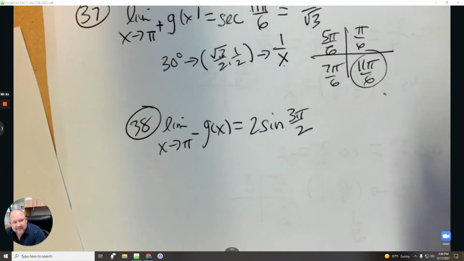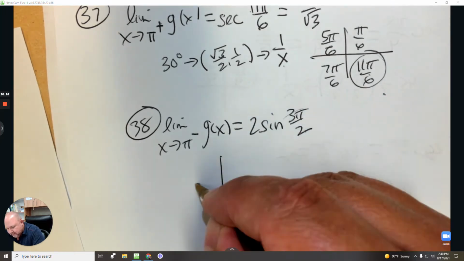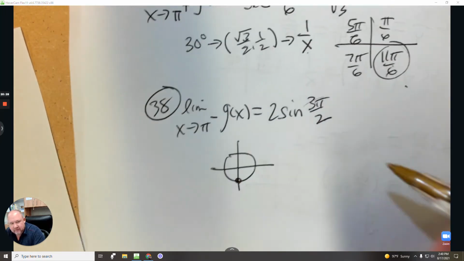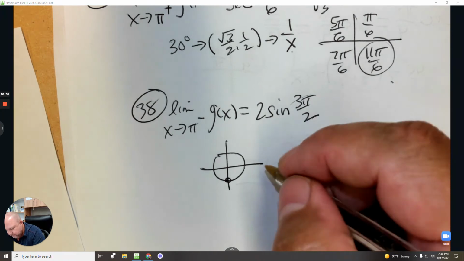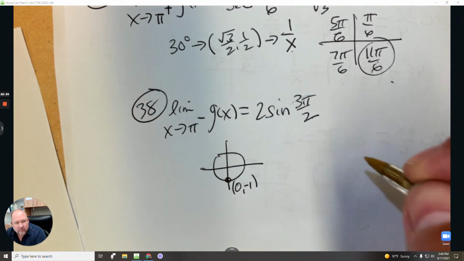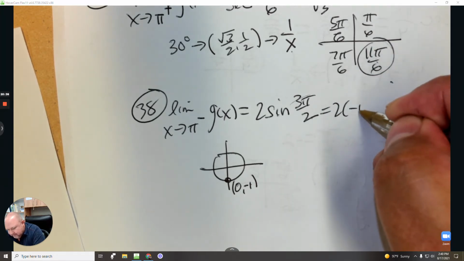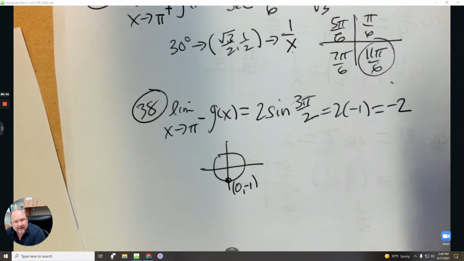There it is. And so how do I evaluate this? 3 pi over 2 is actually on the axes at the bottom of the unit circle. The point down there is (0, negative 1). Sine is the y value down there. So that's 2 times negative 1. That's negative 2.